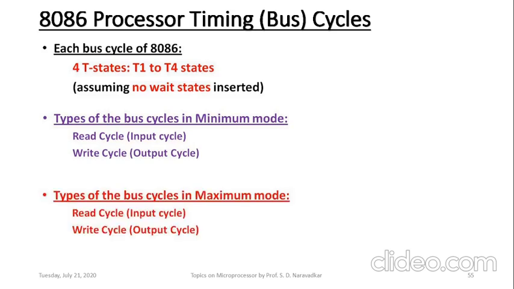Similarly, the types of bus cycles in maximum mode are the read cycle, input cycle, or write cycle, that is the output cycle. One by one we will see all those bus cycles applicable to the 8086 microprocessor. So here is a minimum mode read or input cycle, where the processor reads data from an external memory device or I/O device depending on one control signal which I will explain just now.